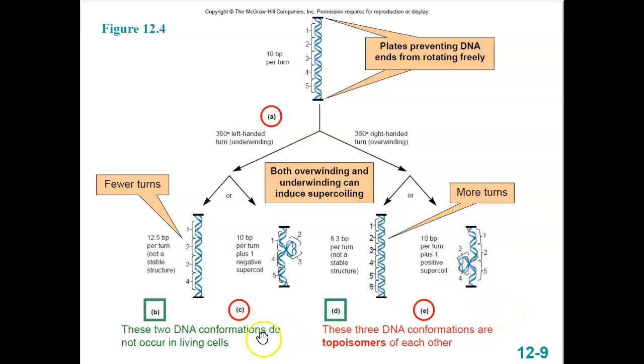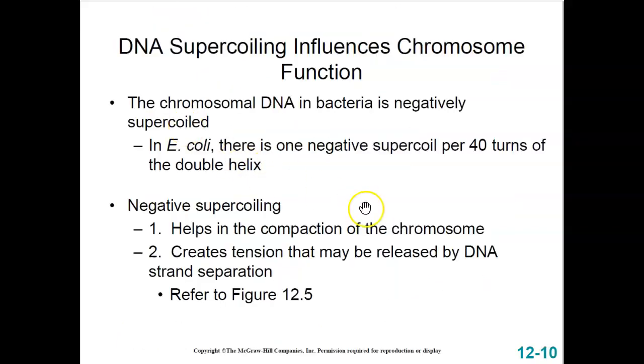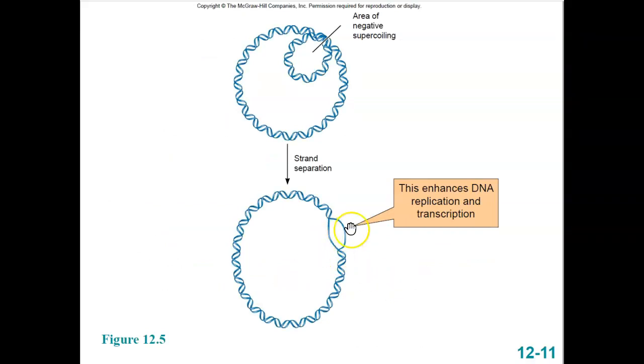Basically, each of these conformations can be introduced by a class of molecules called topoisomerases. Topoisomerases are going to either undercoil and produce a loop on the right side, or supercoil and produce a loop on the left side. So supercoiling is going to influence the function of chromosomes, big time. If you have one negative supercoil per 40 turns in the double helix, negative supercoiling is going to help compact the chromosome. It creates tension, though, within the molecule, which causes strand separation to happen here.